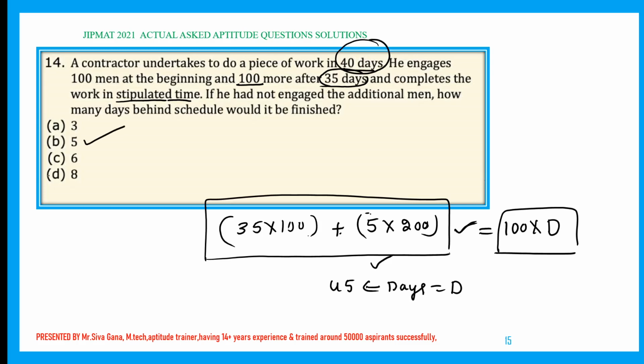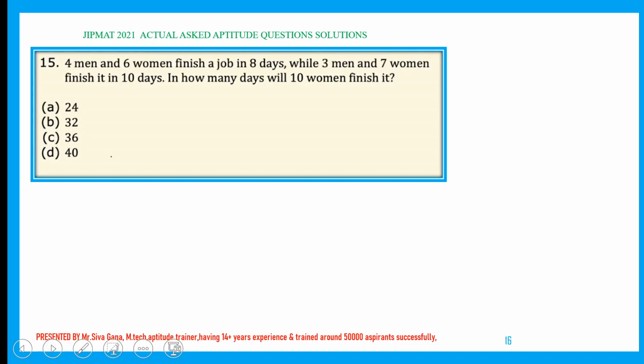Simple, silly, important question from the topic of time and work. Very important model. Of course, easy also. 4 men and 6 women can do a piece of work in 8 days. Cool. So 4 into 8, 32 men, and 6 into 8, 48 women can finish the work in 1 day.